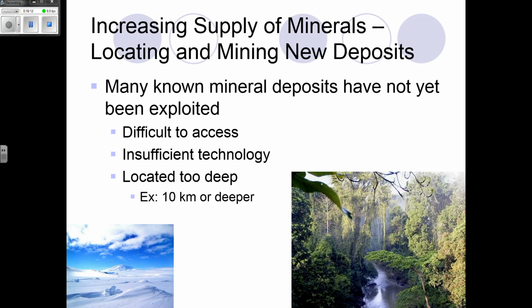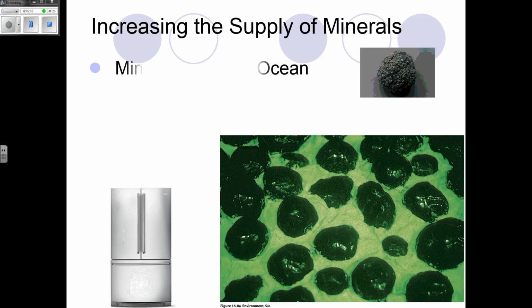Let's look at the ocean. All right, so minerals from the ocean. So we can extract minerals from seawater. There are a lot of dissolved minerals in seawater. Think table salt, bromine, magnesium. All of these minerals are easy to extract from seawater.